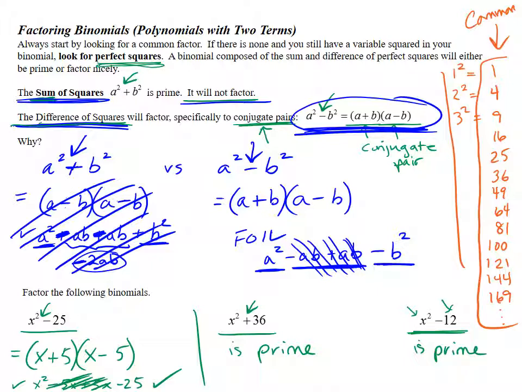So there's three examples: one where it's a difference of squares and factors, one where it's a sum of squares and doesn't factor, and one where you don't have either the sum or the difference of squares, and therefore it doesn't factor either.